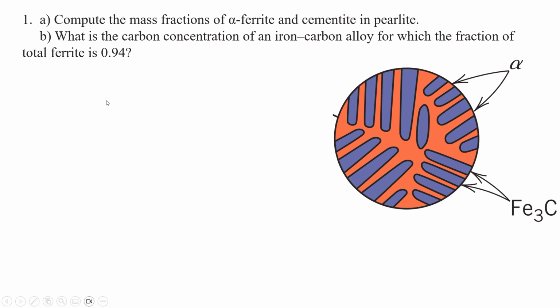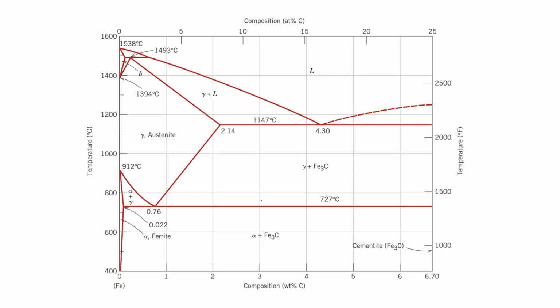So we'll go and solve a few questions based on this concept that we covered. So here is a perlite microstructure. You can see colonies of alpha. The red is alpha, and the Fe3C are these dendrites, right? So this is a perlite structure. So we are being asked for part A: what are the mass fractions of alpha ferrite and cementite in perlite? So let's say we are here, right? So this is the perlite part.